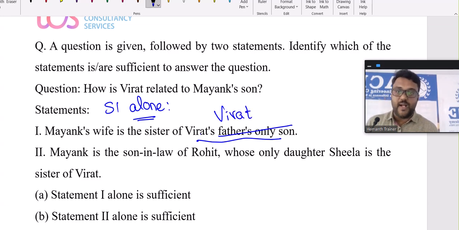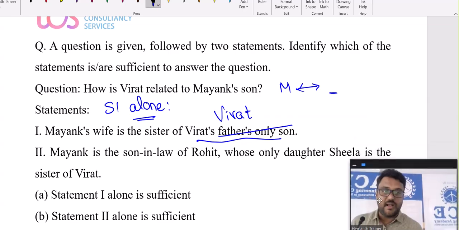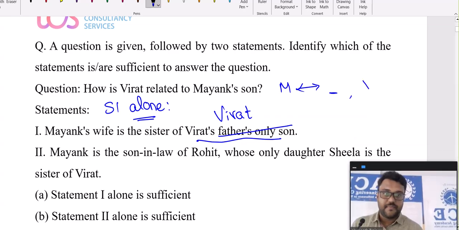Using statement 1 alone, Mayank's wife is the sister of Virat. So how is Virat related to Mayank? He is nothing but a brother-in-law, because spouse's brother is brother-in-law. We are getting the connection between Mayank and Virat here. But sir, you may have a doubt: how can you justify Virat is male or female? They have not used the word he or him.